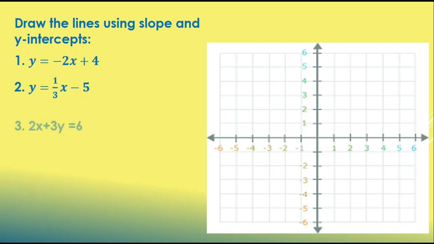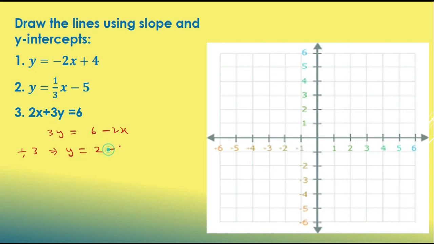Let's see yet another example. 2x plus 3y is equal to 6. You can write in the form 3y is equal to 6 minus 2x and divide by 3. You will get y is equal to 6 over 3 is 2 minus 2 over 3x. So the slope m is minus 2 over 3, which is falling down. So it is decreasing, the y value is decreasing, and y-intercept is 2.